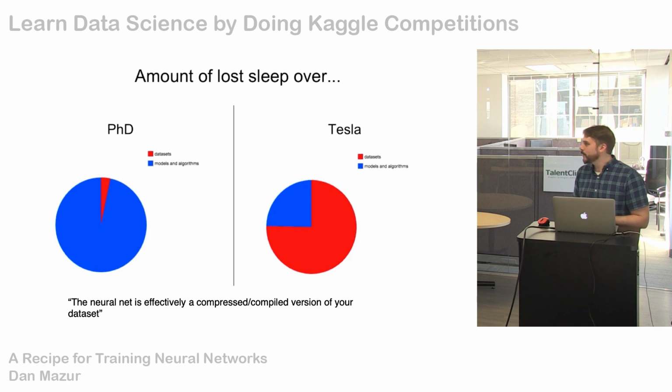So the quote from the blog post that he uses is, the neural net is effectively a compressed/compiled version of your data set, which shows how important he thinks that data set is. To be fair, his PhD was using ImageNet. Yeah. So the data was there for it.